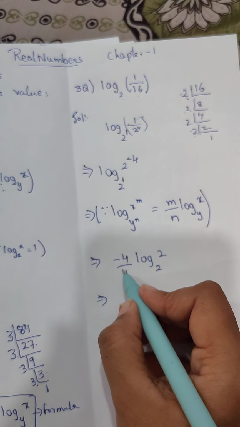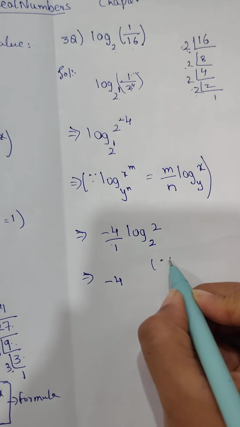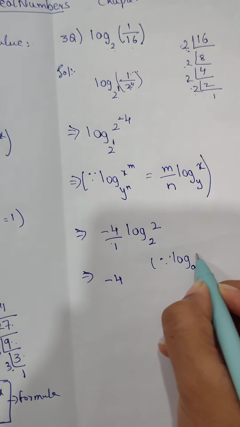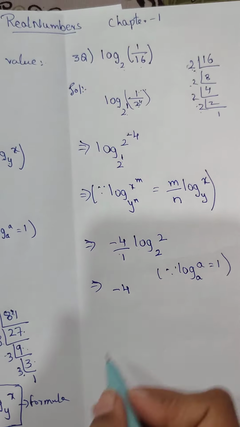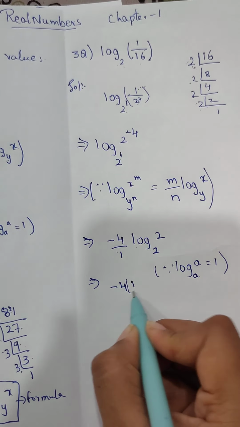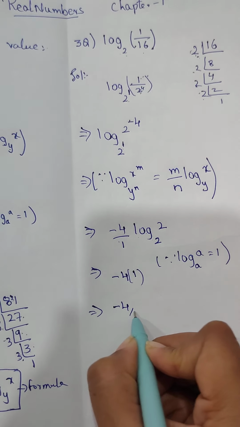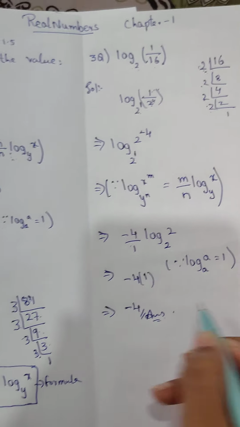So minus 4 by 1 is nothing but minus 4, and log base a of a is equal to 1, so log base 2 of 2 is 1. So minus 4 into 1 is nothing but minus 4. The value of x is minus 4, which is the answer.